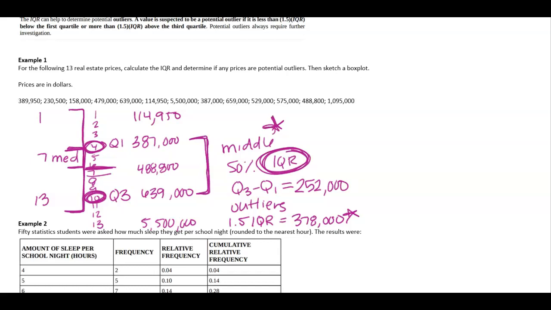Now, if you look at our full range of data, we have to go from essentially 0 to 5 million. So I'm going to do this in millions. 0, 1, 2, 3, 4, 5.5 million.